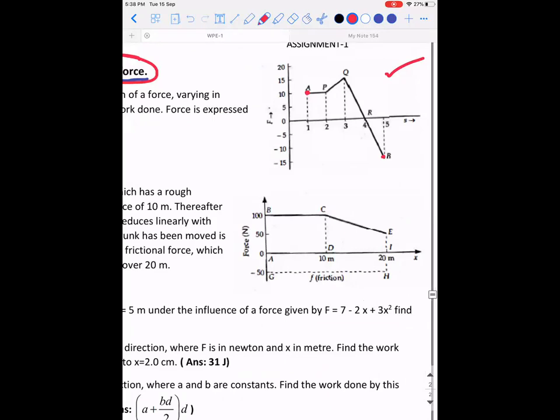What are we supposed to do? Just now I told you, if force is taken on y-axis and displacement is taken on x-axis, how do you calculate work done? Area under it is work done. Yeah, area under it. So you need to calculate this area. And remember, mathematically, when you're calculating the area with respect to graph, any area above x-axis is positive, any area below x-axis is negative. Make a note of it.